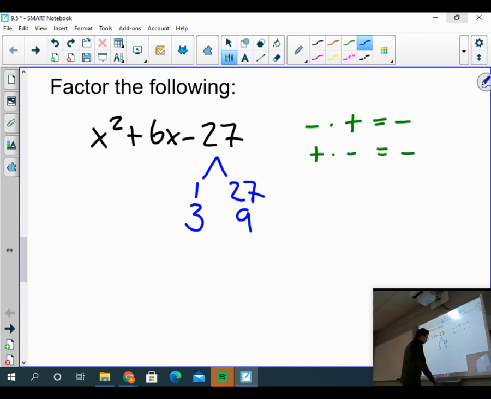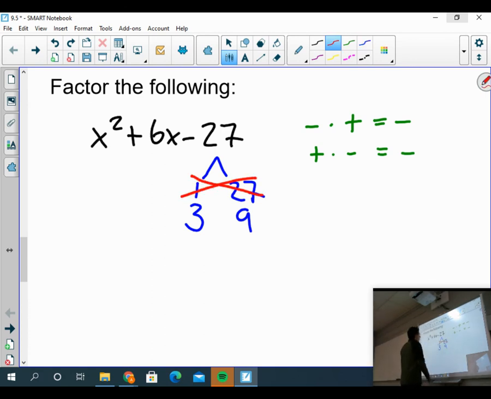Now, how do I determine which is which? Well, this is where we focus on the b value, the coefficient of our middle term. This is where I need to figure out how to get positive 6 out of my potential list of factors. So I know that the factors have to have opposite signs. If 1 is positive, 27 will be negative, or vice versa. If 3 is negative, then the 9 has to be positive. And how can I create positive 6 out of that?